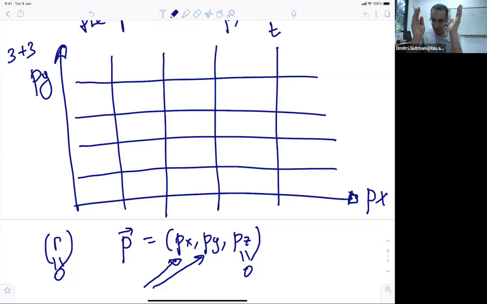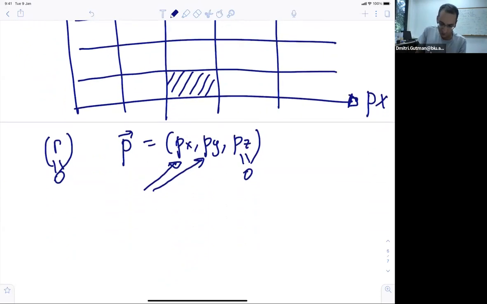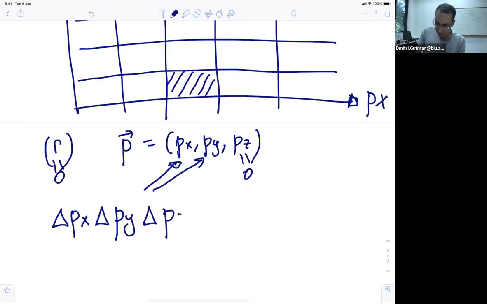So I discretize my momentum, electron momentum, and I draw small cells for these components of the momentum. So these are finite size cells. So the size of each cell is dpx times dpy times dpz times dx dy dz.